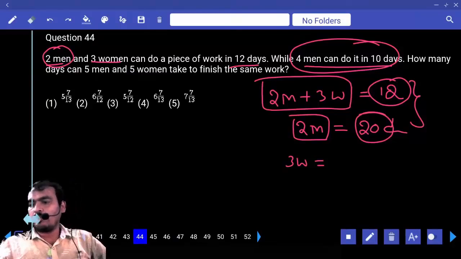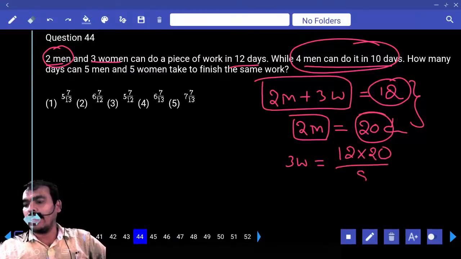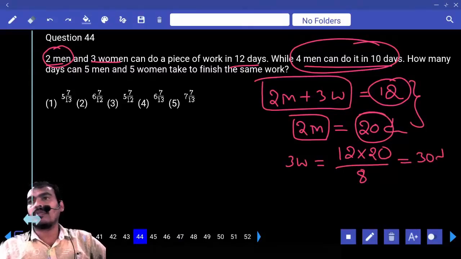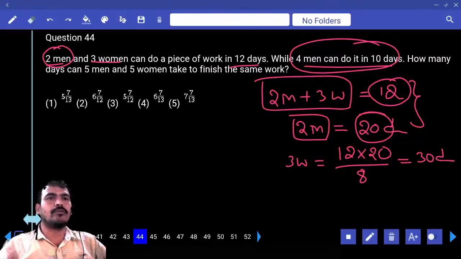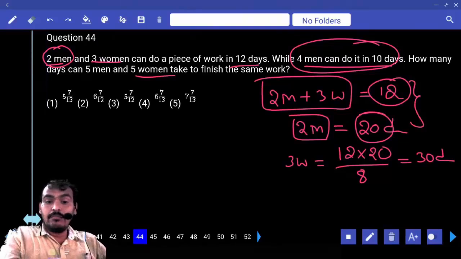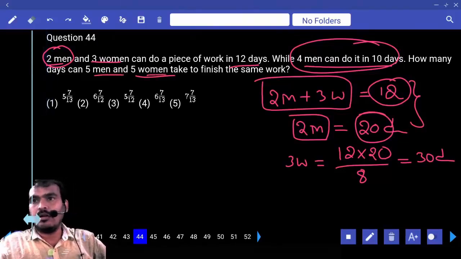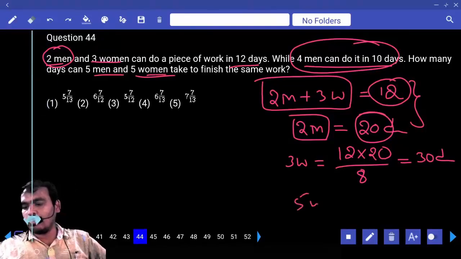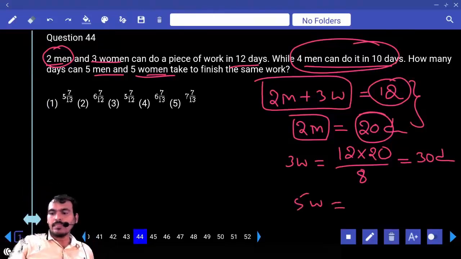What is the product value? 12 into 20. Difference value 8. 240 by 8 means 30. Then 3 women can do the work in 30 days. But we required 5 men and 5 women. Then 5 women can do the same work in how many days? 3 women 30 days, then 5 women 18 days.